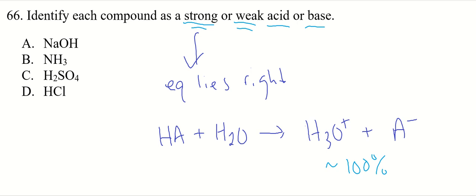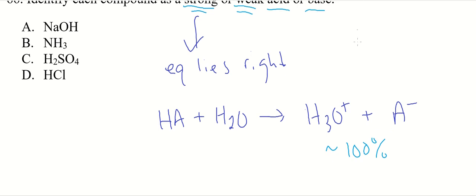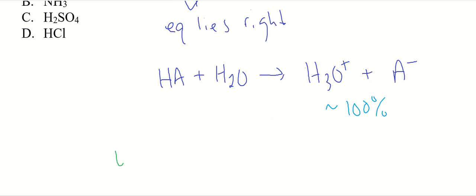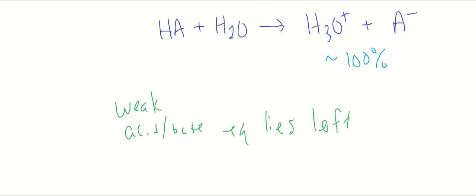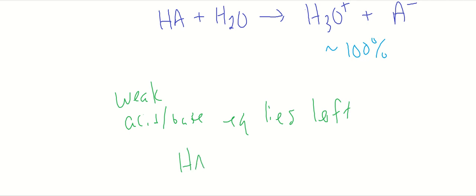Now, a weak, let's go with a different color here. A weak acid or base, the equilibrium lies far to the left. In other words, the reactants are favored. Right, so same equation here. So there's going to be this equilibrium, and you have very little of the products.